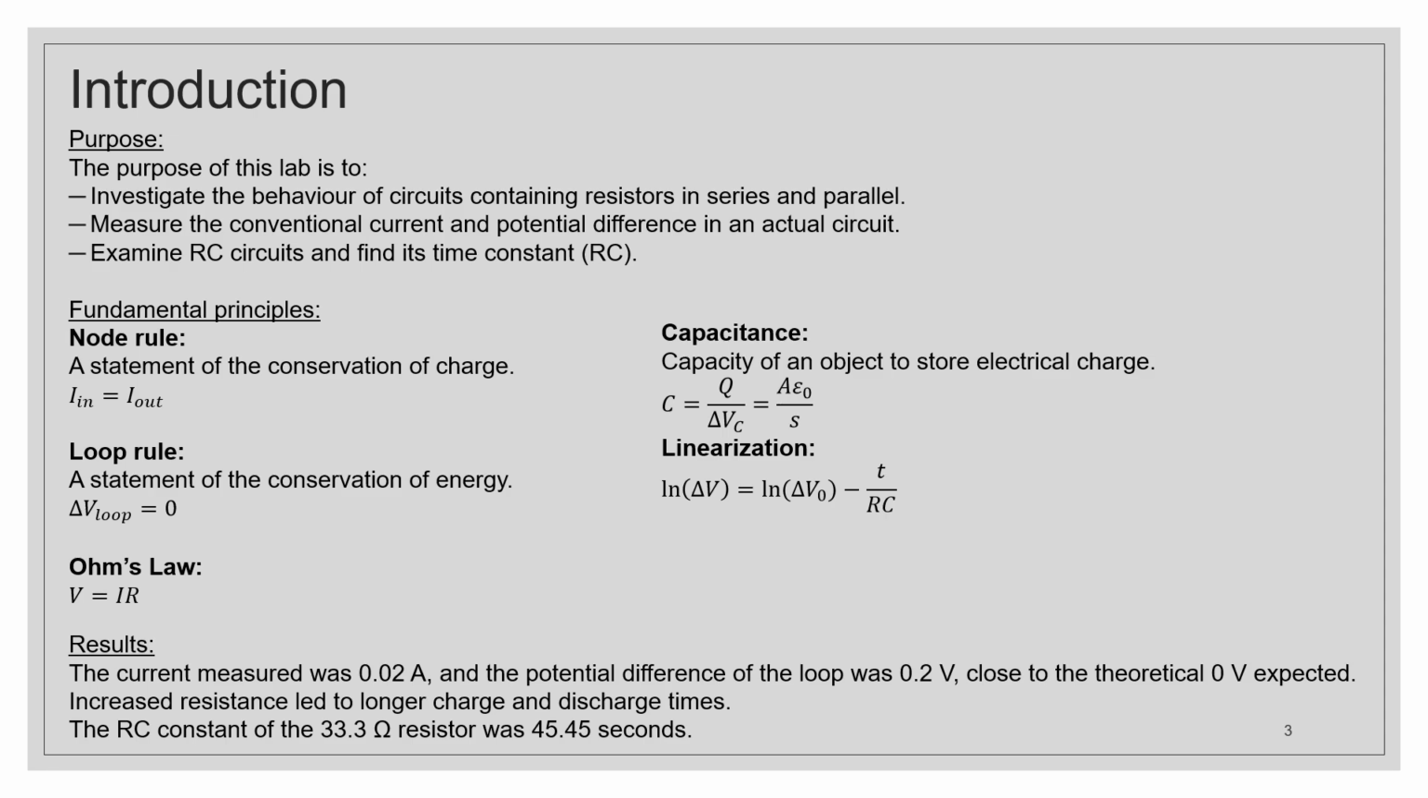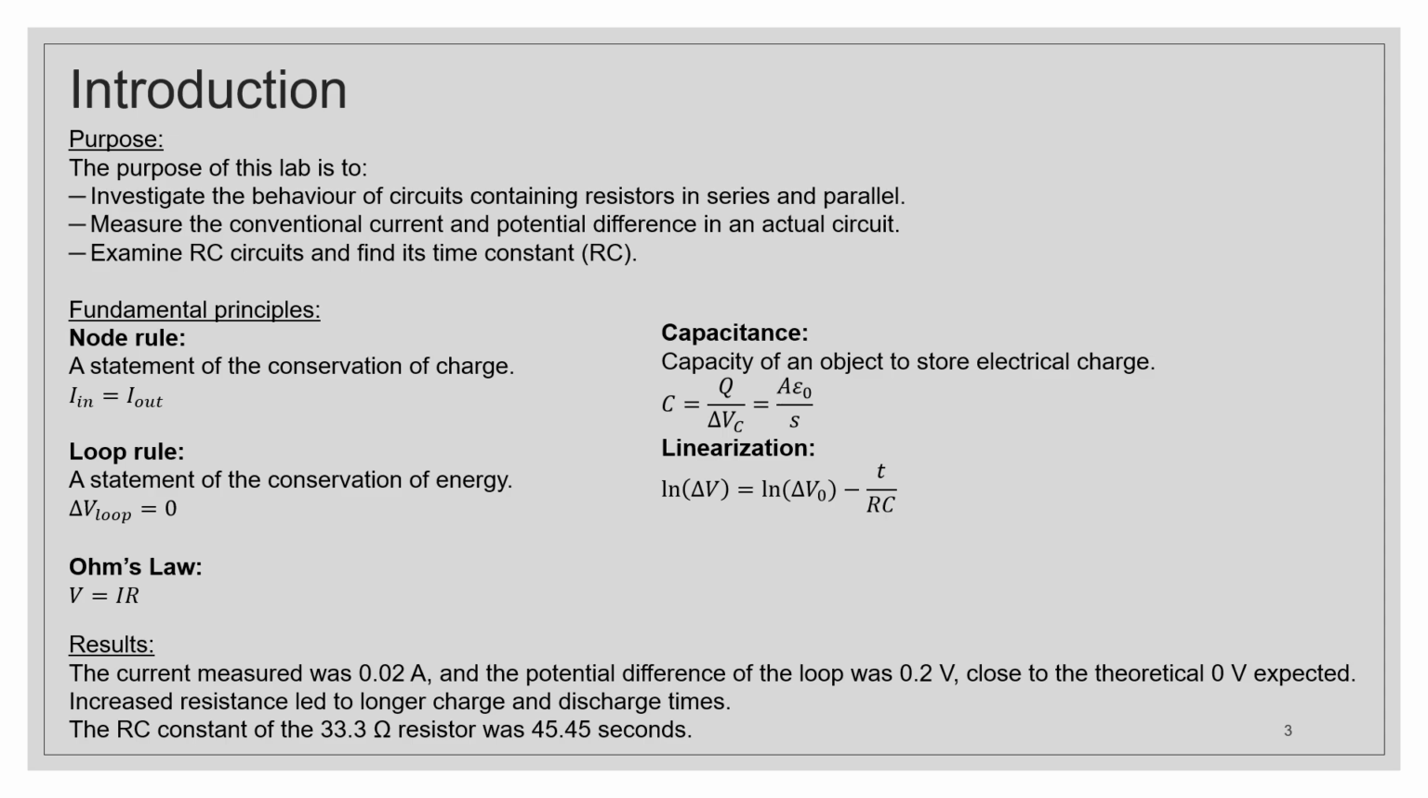Ohm's law relates voltage to conventional current and resistance, and capacitance is the capacity of an object to store electrical charge. It is equal to the charge divided by the potential difference across the capacitor. A linearization equation is also provided on the slide to be used to calculate the time constant RC from experimental data.